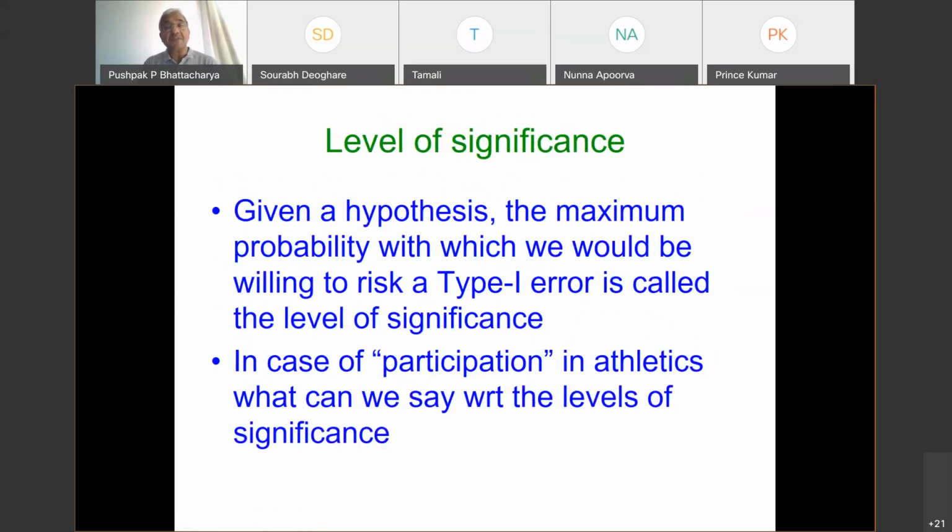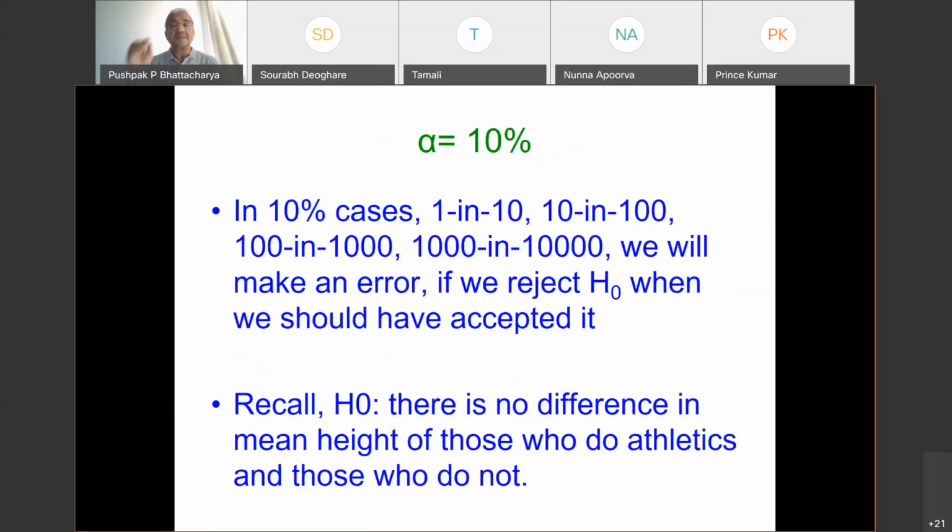So we go back to the definition of level of significance. Given a hypothesis, the maximum probability with which we would be willing to risk a type 1 error is called the level of significance. This definition is very important. We'll have to come back to it again and again. So in case of this athletics participation problem, what can we say with respect to the level of significance? Suppose alpha is 10%.